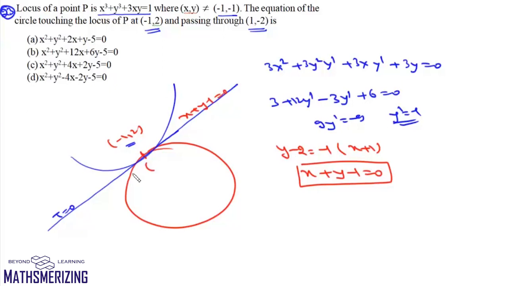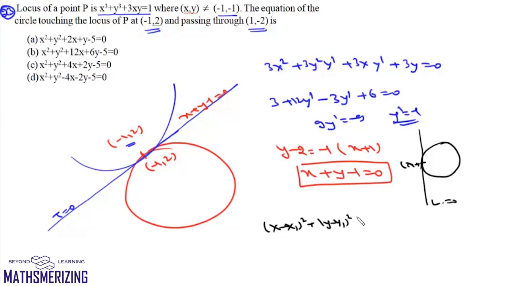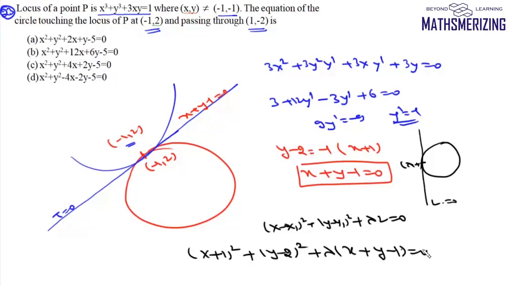So now we need the equation of the circle which touches this line, x plus y minus 1 equals 0, at this point (minus 1, 2). Now we know that the equation of the family of circles which touch a line at a given point, say (x1, y1), is given by (x minus x1) square plus (y minus y1) square plus lambda L equals 0. So the equation of this circle will be (x plus 1) square plus (y minus 2) square plus lambda L. Now what's the value of L? L is x plus y minus 1 equals 0.